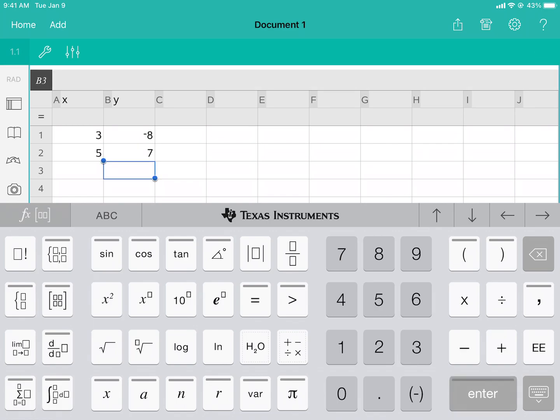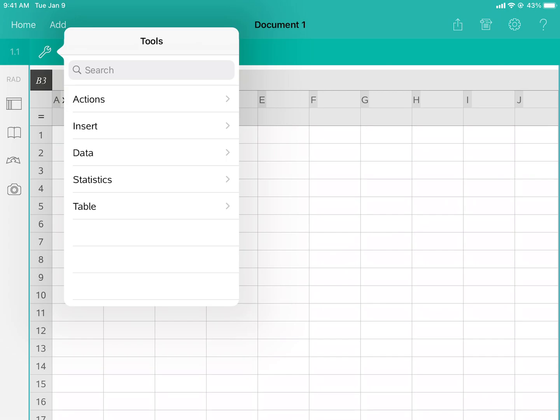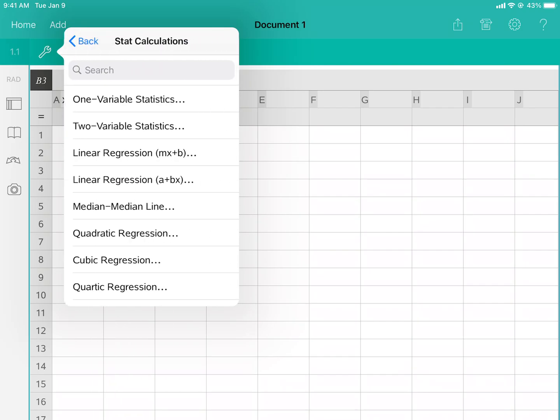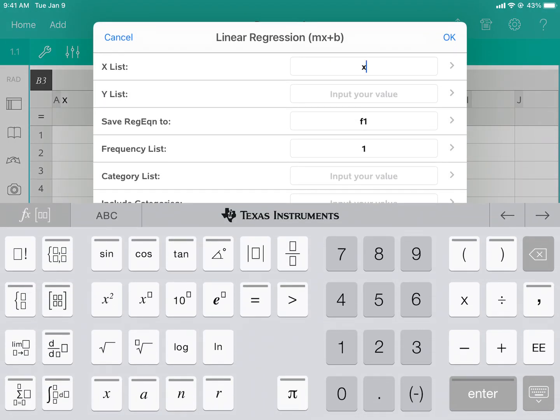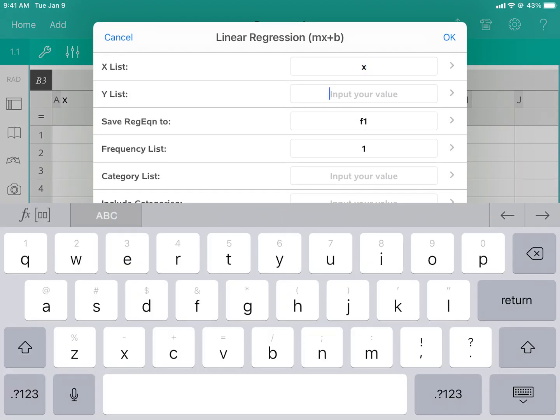Okay, from here I go to Menu, which is the toolbar on the iPad. So Menu 4, 1, 3. The fourth one down is Statistics. The first one is Stat Calculations. The third one down is Linear Regression, mx plus b. For X list, I erase it and I type in X. For Y list, I type in Y.